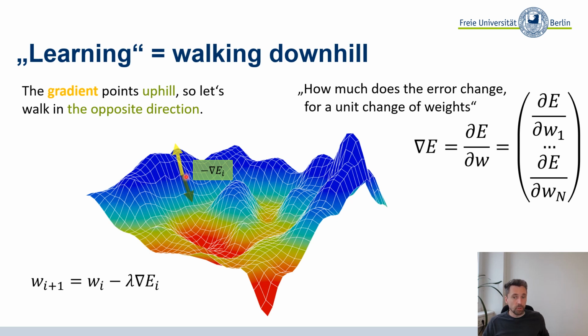So what we want to do is slowly but surely walk down and be efficient. That means we do not walk sideways. We walk in the direction that locally shows us this is the way down, the steepest way down.